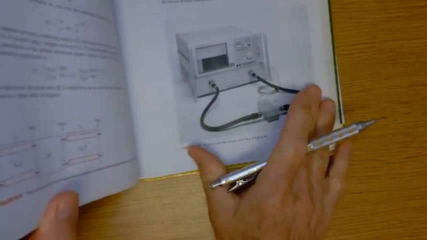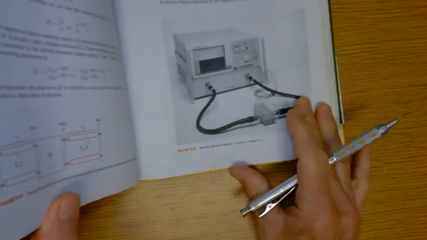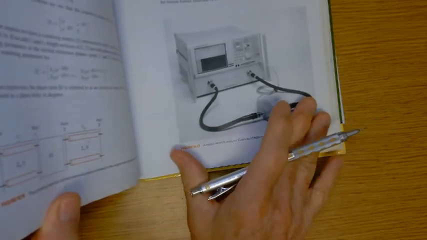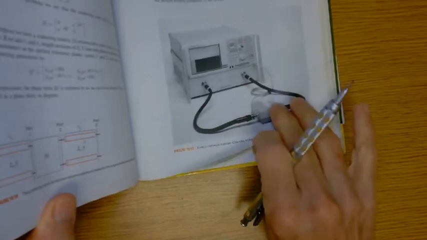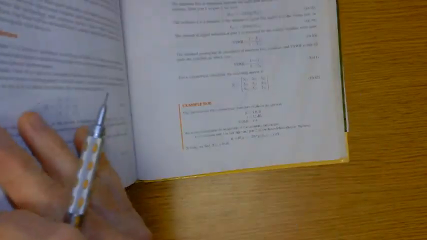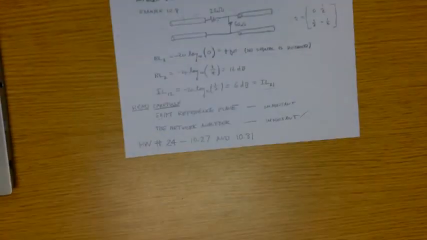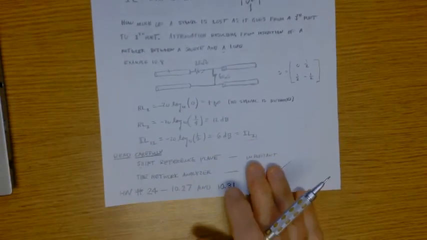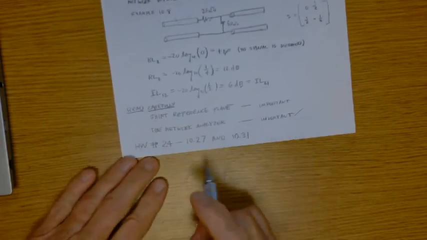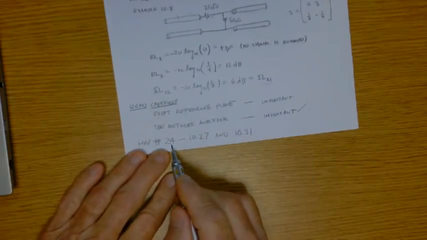Okay, that's really all I had to say for today. That kind of wraps us up on this presentation on scattering parameters. So go ahead and work homework number 24. Homework 24 will be problems 1027 and 1031. These are odds, so I think you're going to have answers to those in the back of the book.